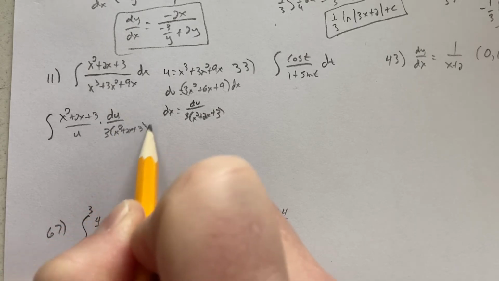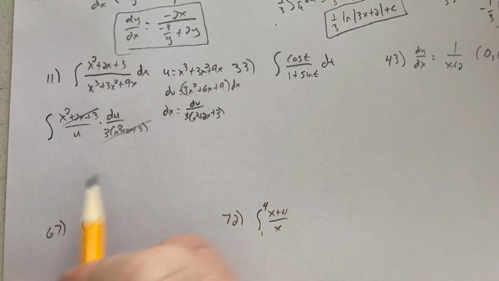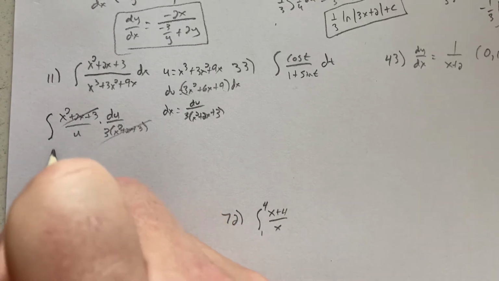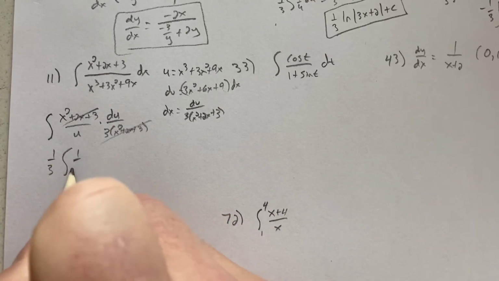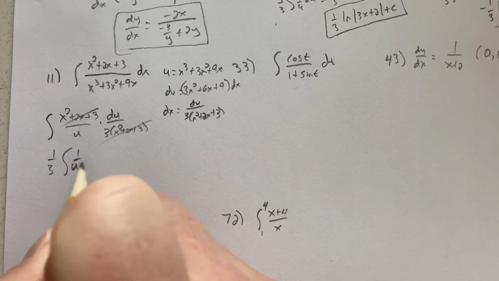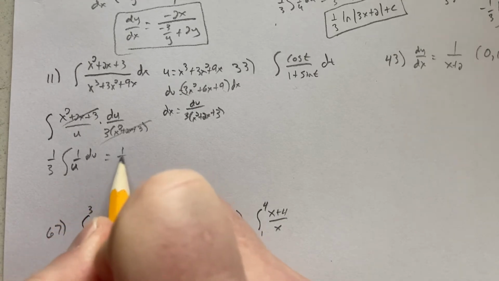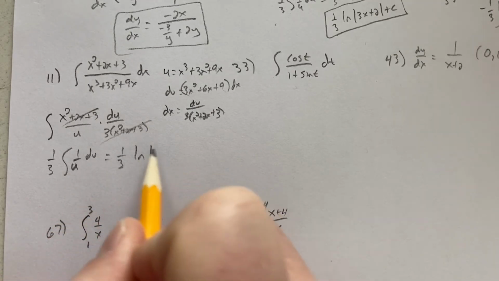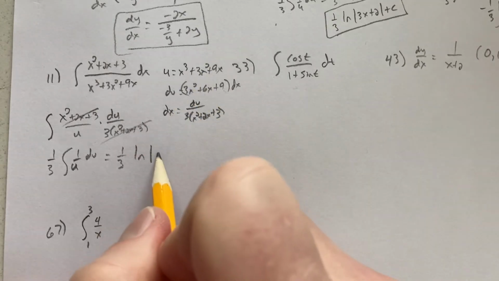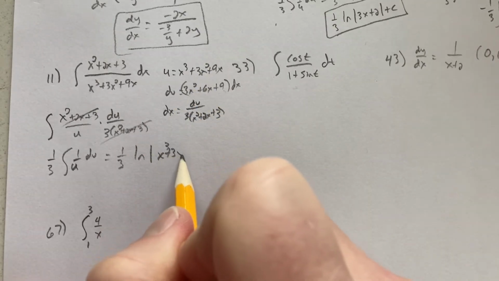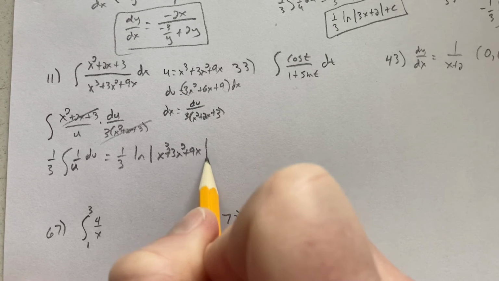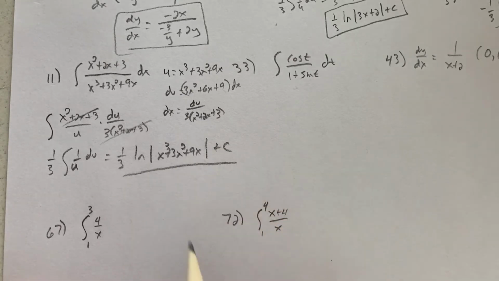And conveniently enough, that cancels. I can pull this 1/3 out front. 1 over u du gives us 1/3 times the natural log of the absolute value of u. And we'll just cut to the chase, put that x cubed plus 3x squared plus 9x back in, plus c.